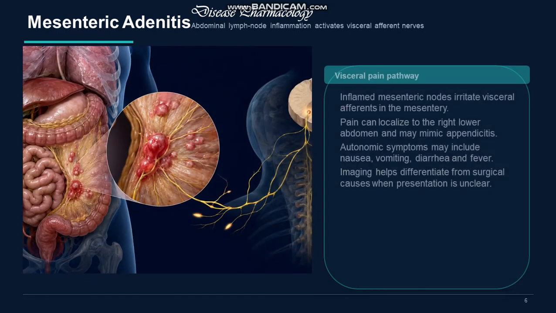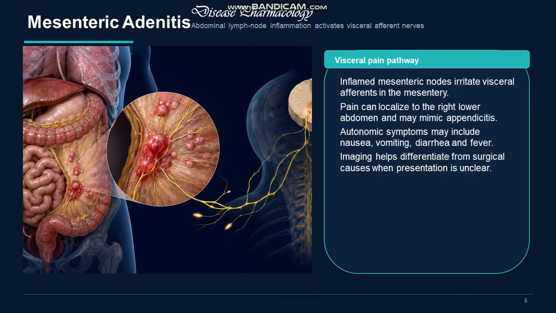Mesenteric adenitis, this is the inflammation of lymph nodes of the abdominal area. Pain can localize to the right lower abdomen and mimic the pain of appendicitis. Autonomic symptoms may include nausea, vomiting, diarrhea, and fever. Imaging can help differentiate from surgical causes when presentation is unclear.